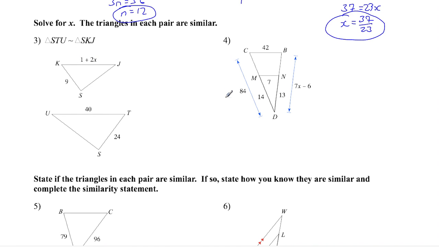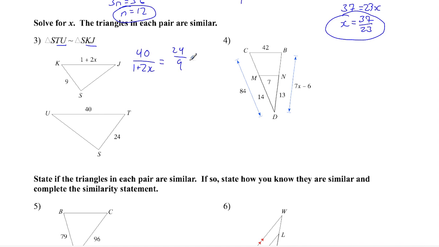All right, and the next two questions are solving for x, and it's given that the triangles presented are similar. So that means we can just go right in and set up a proportion. For 3, it tells us that STU is similar to SKJ. So that means that side TU, which is 40, must correspond to KJ. So that's going to give me 40 to 1 plus 2x equals 24 to 9.